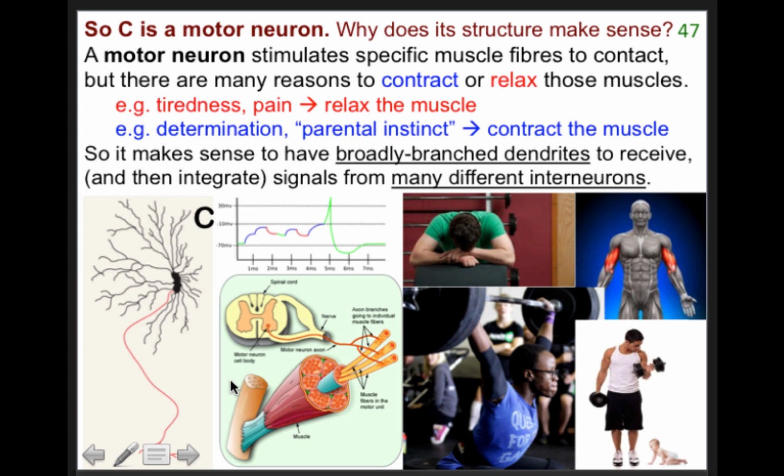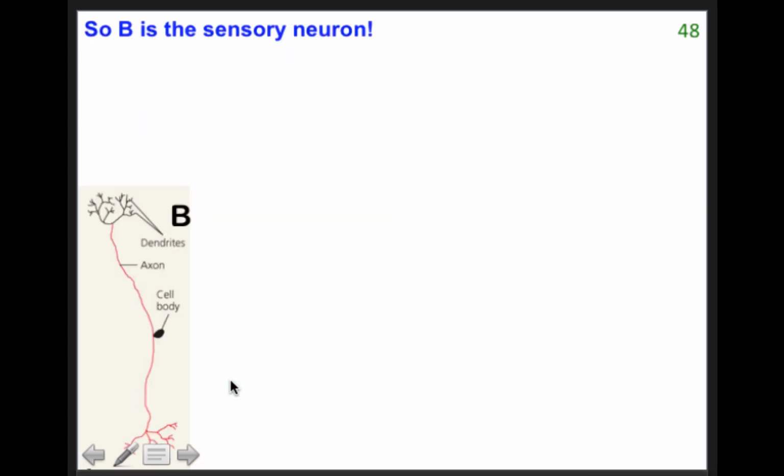Okay. So now that we've looked at interneurons and motor neurons, let's finally reveal the answer. So B is the sensory neuron, right? Notice that this one has just a few dendrites and a few axon termini. Okay, so pause the video in a second now, and I want you to use your worksheet again to write about why this structure makes sense for the sensory neuron. Okay, so pause the video now.